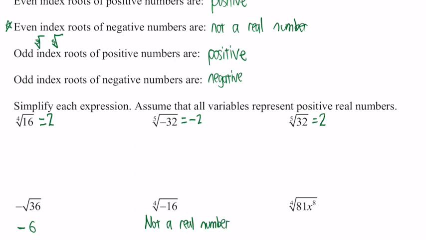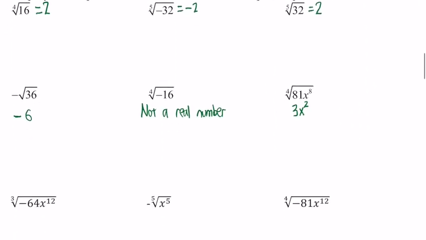If we're looking at the fourth root of 81x to the 8th, the fourth root of 81, 3 times 3 times 3 times 3 is 81, so the fourth root of 81 is 3. For the fourth root of x to the 8th, we divide our exponent by 4 to see what our new exponent would be, and we have x squared. So 3x squared is the solution to that problem.